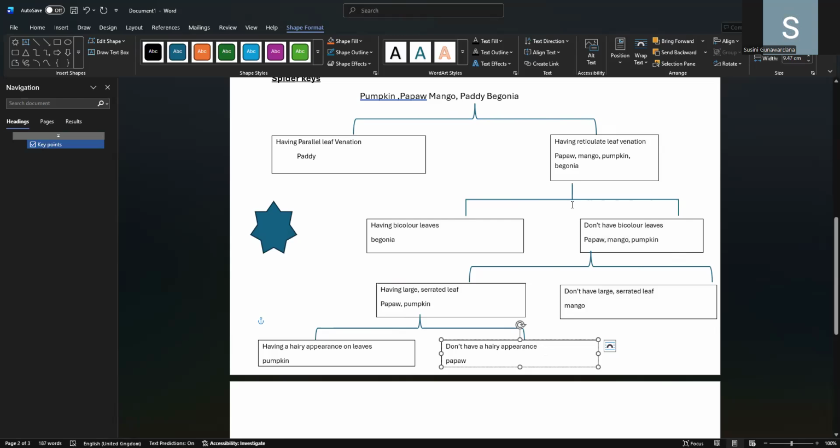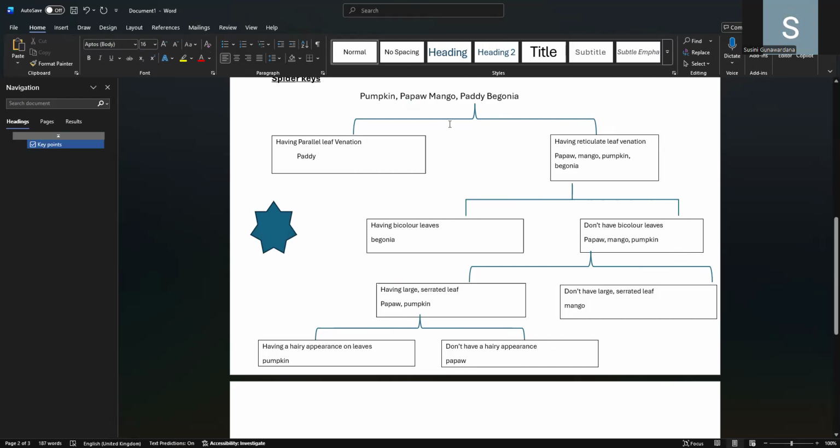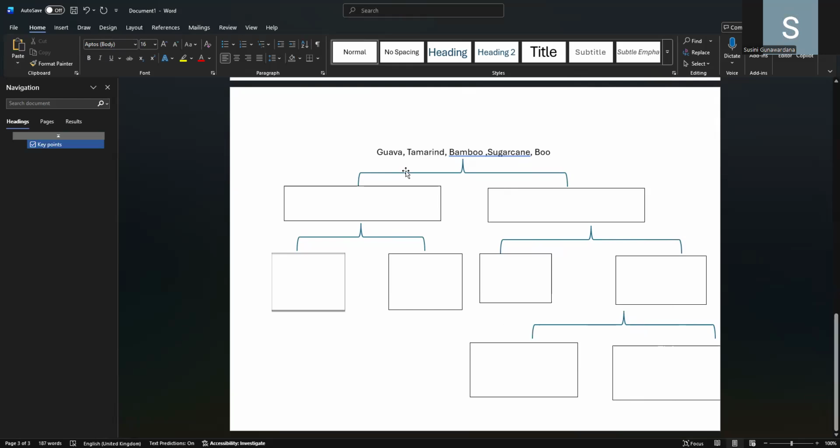So actually this is one way that we can divide these organisms. I have given you some plants. So this is one way. Rather than that, for one series of organisms, you may have a different kind of dichotomous key. It may differ according to your choices, right? Okay, this is one way that you can do. I will give you another example. That is guava, tamarind, bamboo, sugarcane, and bo leaf I have given.